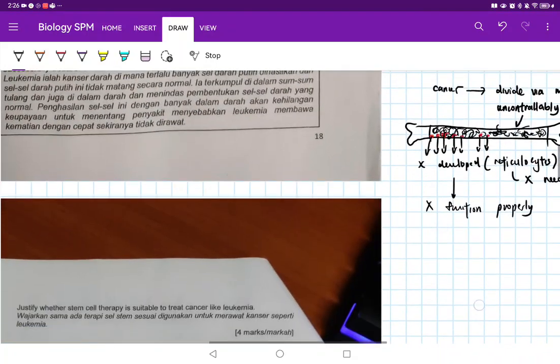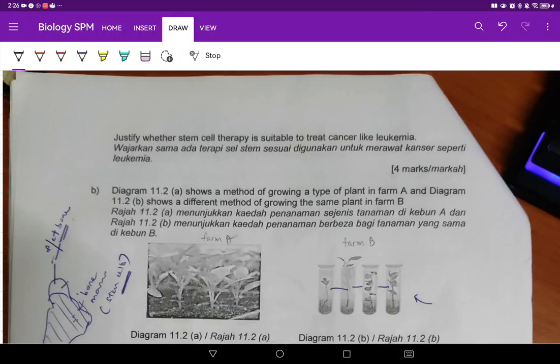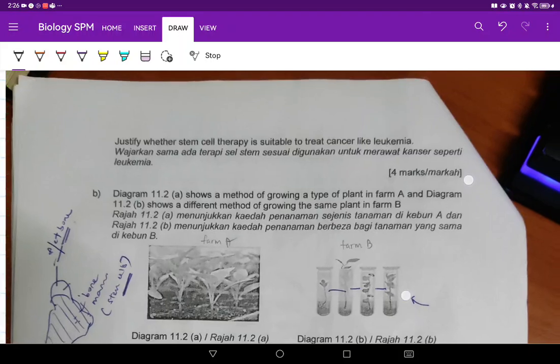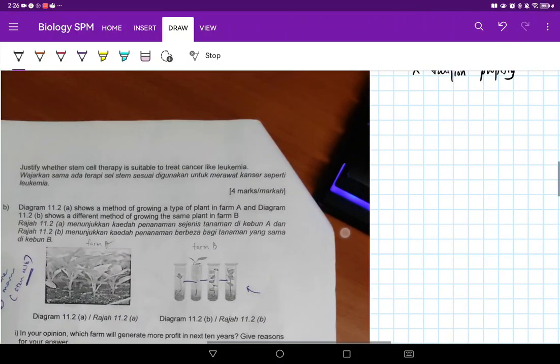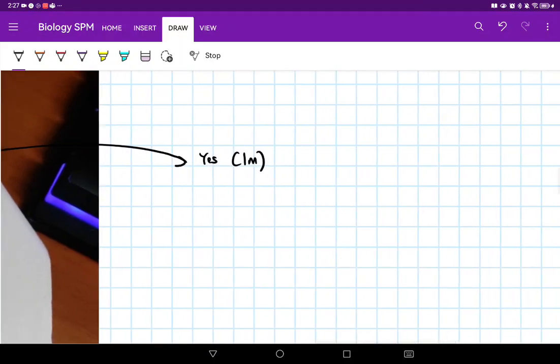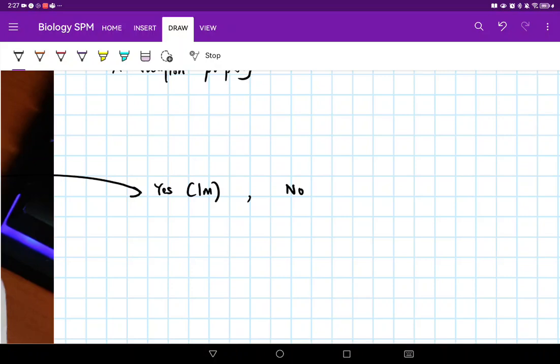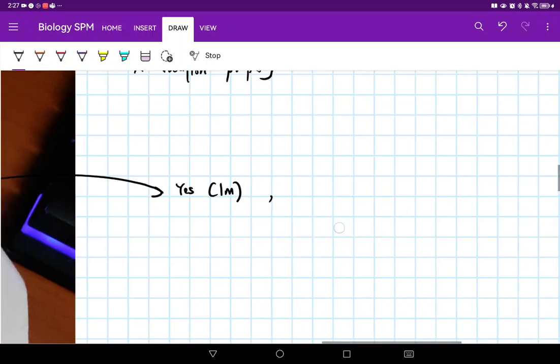Alright. So here the question asks, justify whether stem cell therapy is suitable to treat cancer like leukemia. Okay. So you get the first mark when you say yes, that's your first mark. Okay. If you say no, in some cases, they will also give you the mark, but you have to justify. If you're not able to justify, then you cannot get that one mark. Then you lose a lot of marks, right?